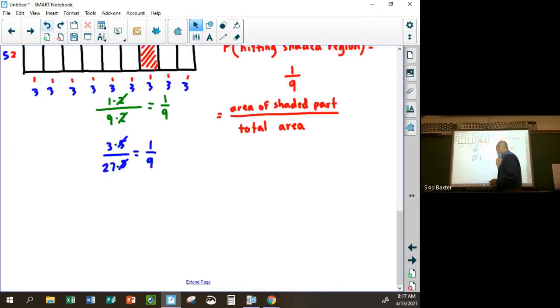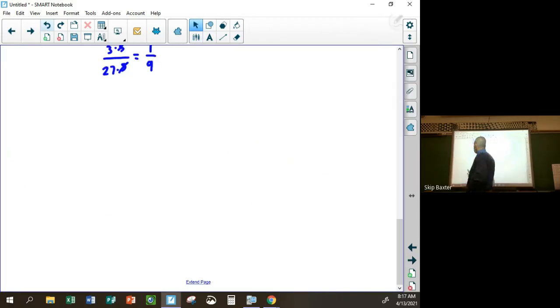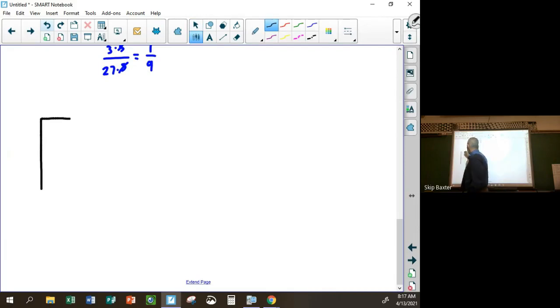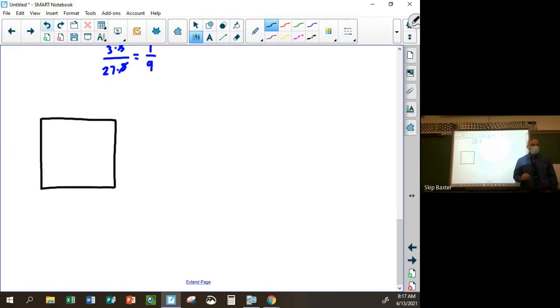So what if it's a different type of problem? What if the dartboard looks like this instead? What if it's a square with an inscribed circle?